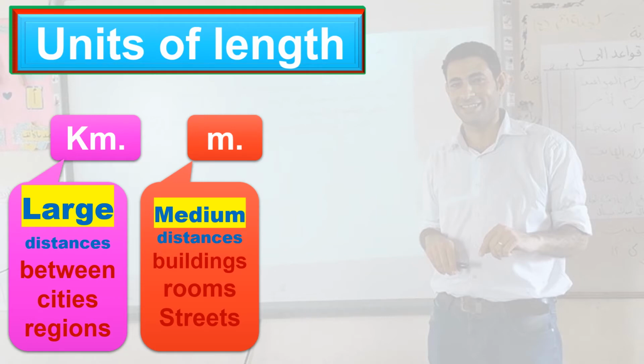Second, the meter. It's for medium distance. We use meter to measure the medium distance like building, rooms and streets. يعني بنستخدم المتر لقياس المسافات المتوسطة زي المباني، الغرف إلى آخره.